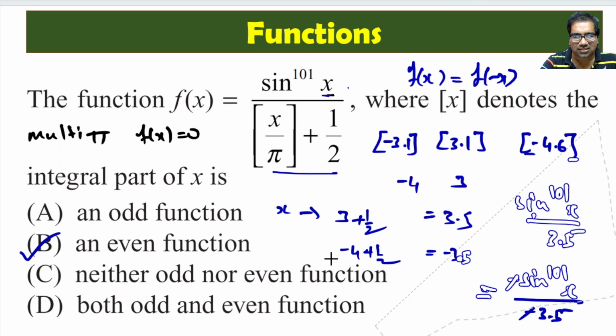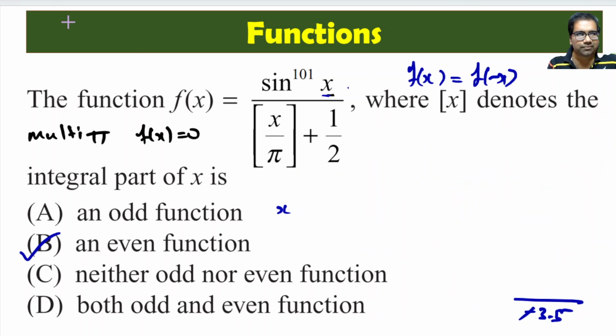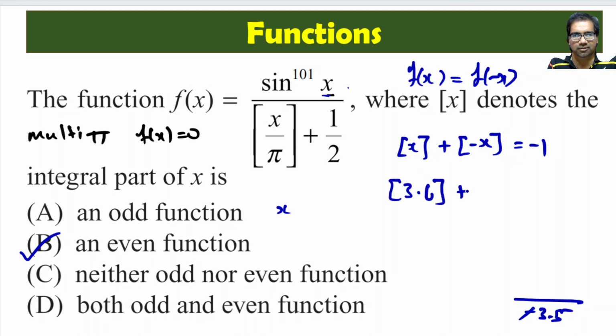So what is the result that we have used here? The result that is important for us is that the greatest integer function of x plus the greatest integer function of minus x is equal to minus 1, whenever x is not an integer. For example, the greatest integer function of 3.6 plus that of minus 3.6 will be equal to 3 plus minus 4, which is minus 1.